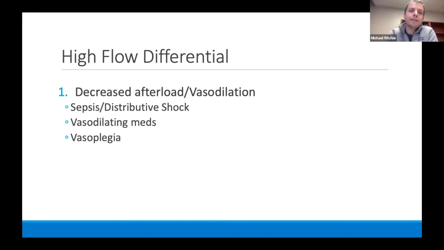High flow is going to be whenever you have decreased afterload or vasodilatation. There's nothing that it's going to be able to push against, so it's going to be able to go forward very easily. You'll see this in sepsis or distributive shock.